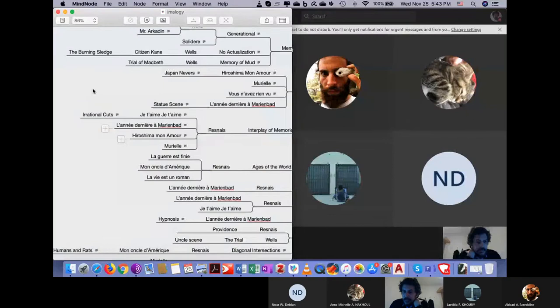A positive definition is that the cut is neither part of the first series nor part of the last series, meaning you don't know where it's going to fall, i.e. you can cut anywhere in the sequence and begin a sequence anywhere. This is the definition of the irrational cut.